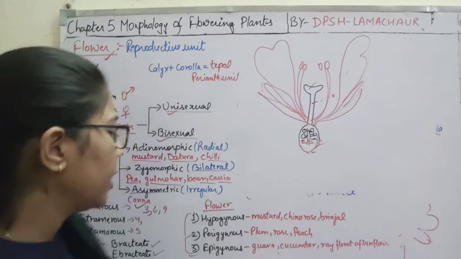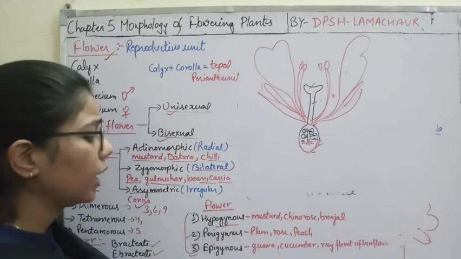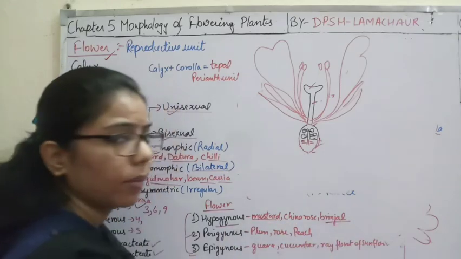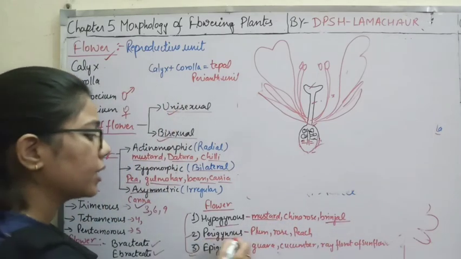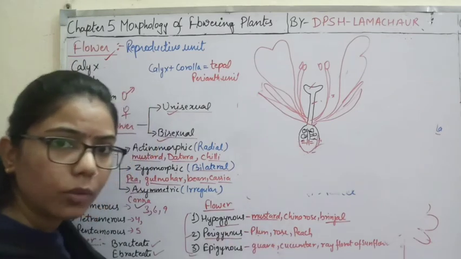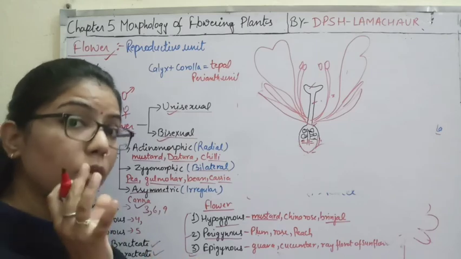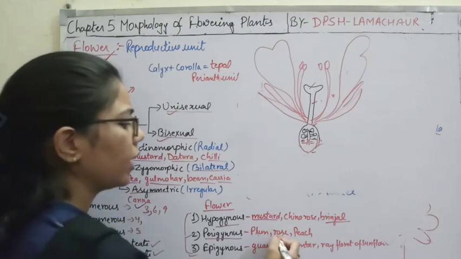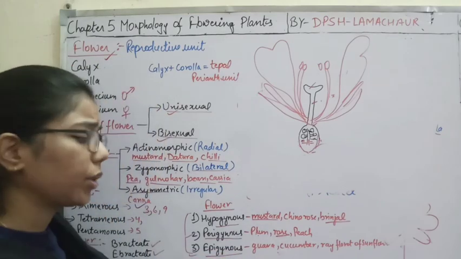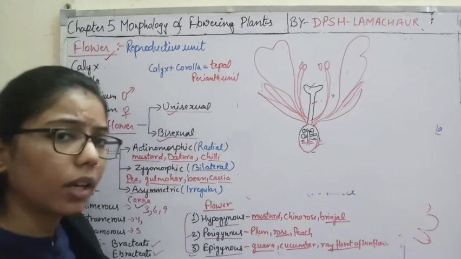Here some examples are given. In which plants can we see the hypogynous condition? Mustard, China rose and brinjal. The perigynous condition you can see in plum, rose and peach. In the case of rose, you can see that the thalamus is present and the gynoecium is somewhat a cup-like structure. Very well you can see it in rose. The epigynous condition you can see in guava, cucumber, and the ray floret of sunflower.